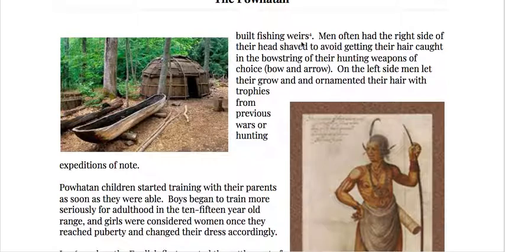built fishing weirs. Men often had the right side of their head shaved to avoid getting their hair caught in the bowstring of their hunting weapon of choice, the bow and arrow. On the left side, men let their hair grow and ornamented their hair with trophies from previous wars or hunting expeditions of note. So, right now think of the who, what, where, when from that paragraph. Pause now and take notes.